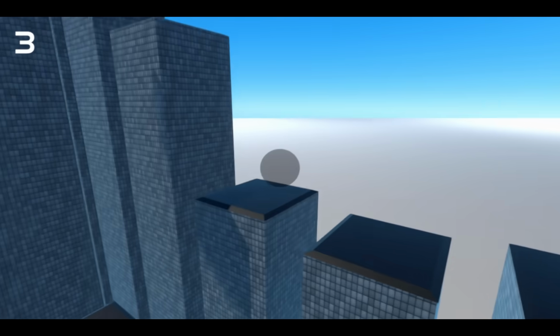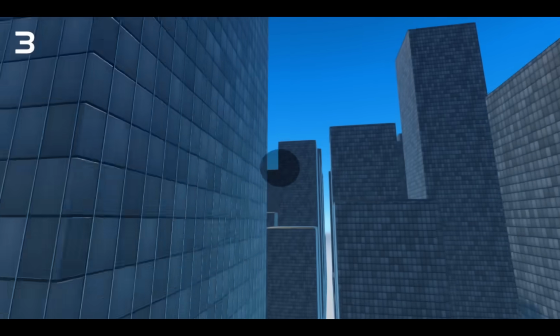Now that the movement feels just right, level design is the next step, so subscribe to stay tuned for the next devlog.